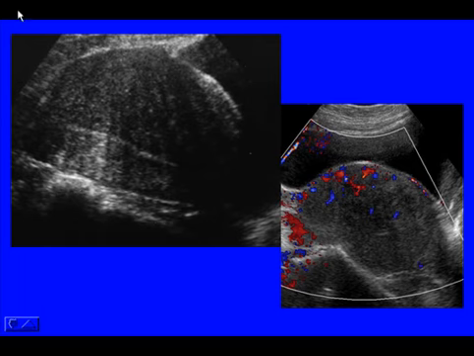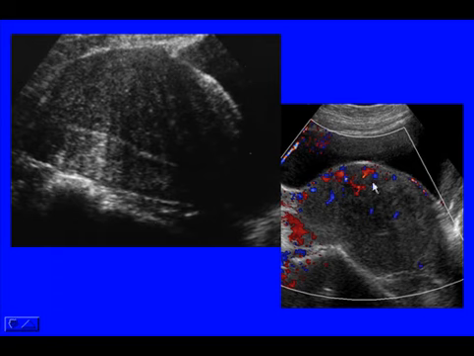And here's a nice example of diffuse adenomyosis. Transabdominal study, longitudinal view. We see the endometrial cavity. You see that the uterus is markedly enlarged. The anterior myometrial wall is thicker than the posterior myometrial wall. Very heterogeneous myometrium. And within the myometrium, you can see these little cystic areas, which are probably glands.